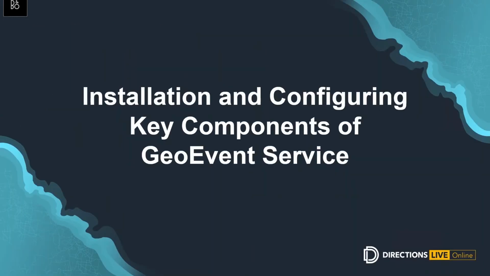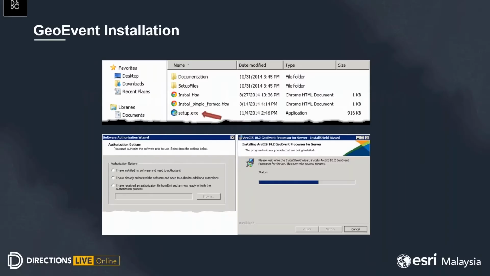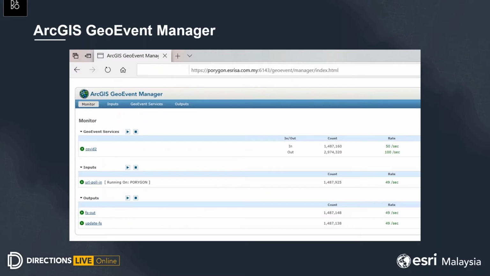All right, I'll go over a very brief installation and configuration of the key components of GeoEvent Server. As GeoEvent is one of the roles of ArcGIS Enterprise, it is a very easy process to install. Once you obtain the authorization file for your machine, and you ensure that the version of GeoEvent is the same as your ArcGIS Enterprise, you can just run setup.exe to start installing. Then you might need the license file to authorize your GeoEvent as well. Once you finish the installation, you will be able to start the ArcGIS GeoEvent service.